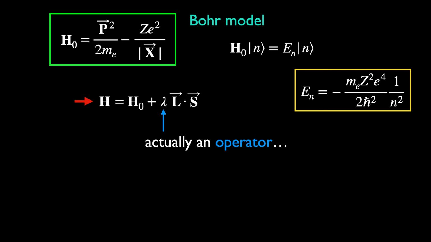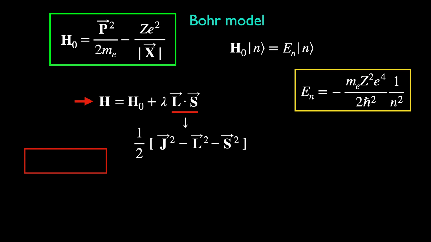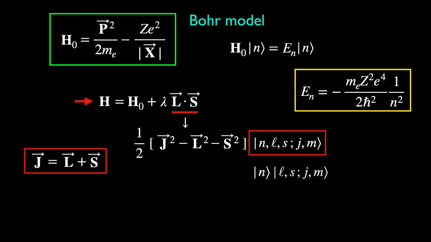For now, let's just treat lambda as a small number. This will make sense in the next chapter. With this assumption, we can see that the newly added interaction actually commutes with H0 and therefore shares the same set of eigenstates. To make this clear, let's write L dot S in this form, where the equation J equals L plus S is used. It is now obvious that the shared eigenstates between H0 and the angular momenta are also the eigenstates of this operator.